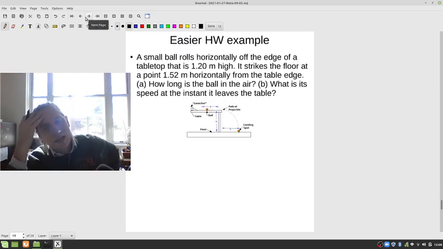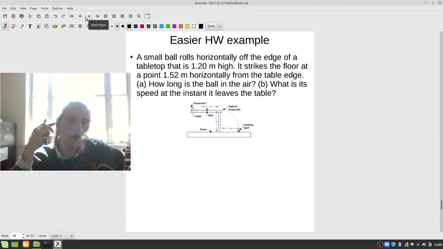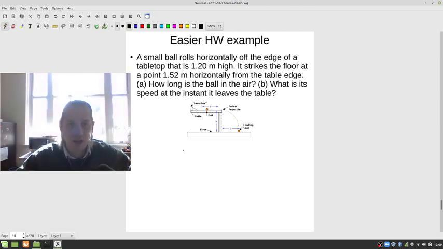All right, here is an actual honest-to-goodness homework problem that I gave you. Let's see how it works. This is a little easier because you can cleanly split off the x direction and the y direction. So it says, a small ball rolls horizontally off the edge of a tabletop that is 1.2 meters high.